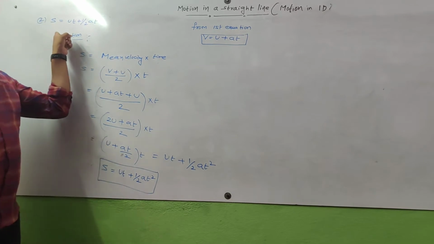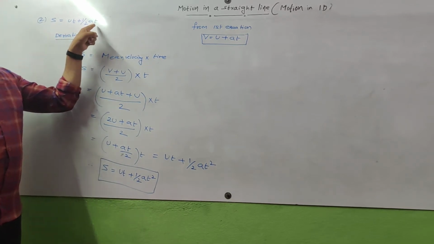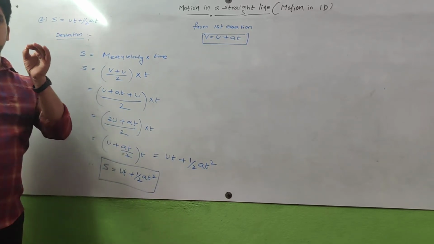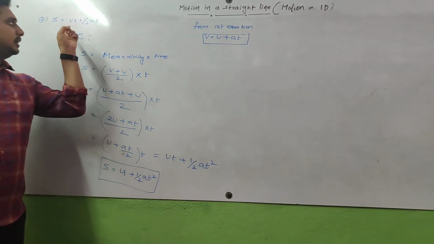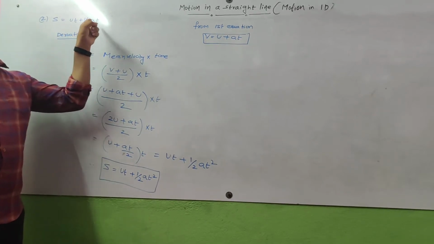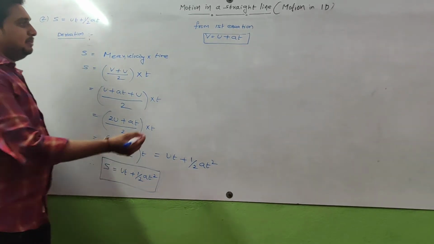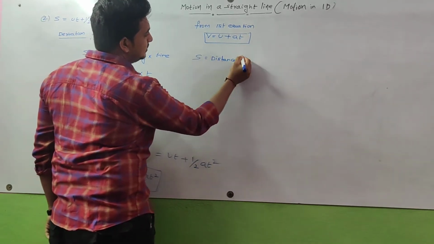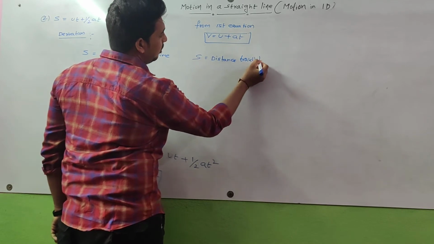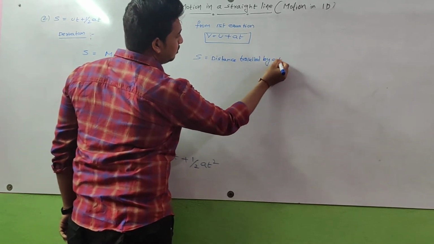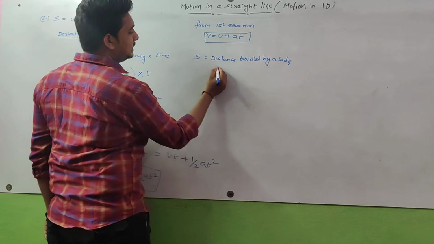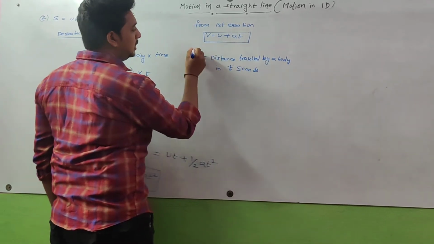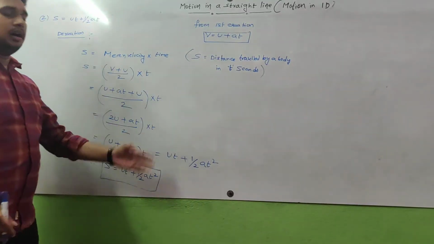If a problem asks for the distance traveled by the body in 6 seconds, or the distance traveled by the body in 10 seconds, then we apply this formula S is equal to ut plus half at square. Here S means the distance traveled by the body in t seconds. So this is the derivation for this equation.